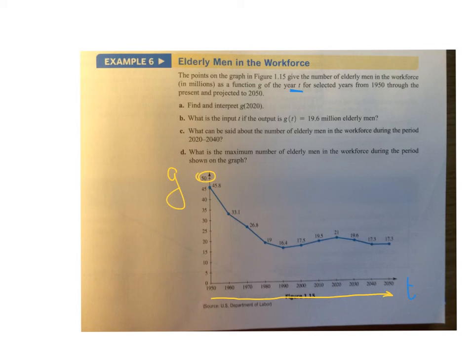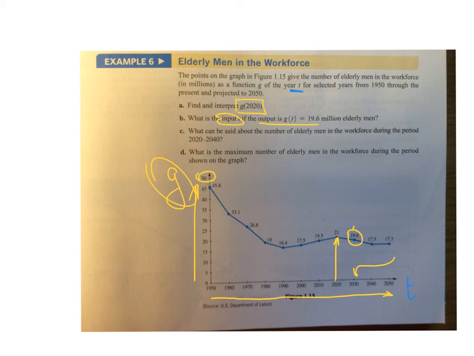Okay, so the first question is find and interpret G of 2020. So that means what is the y value, or what is the G value in 2020? Well, here's 2020. My G value is 21. That's the number that corresponds with 2020. What is the input T if the output G of T is 19.6? So now they're saying, I'm going to give you the output. The output almost always is going to be the y value. So when is it at 19.6? Right there. So I'm looking for the input. The input would be T, and it would be 2030.